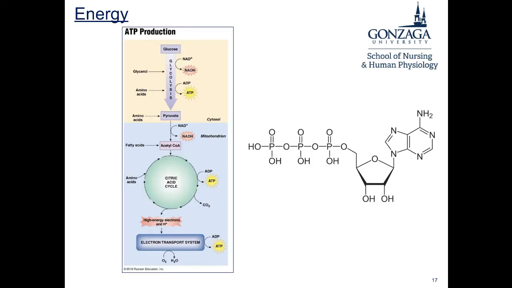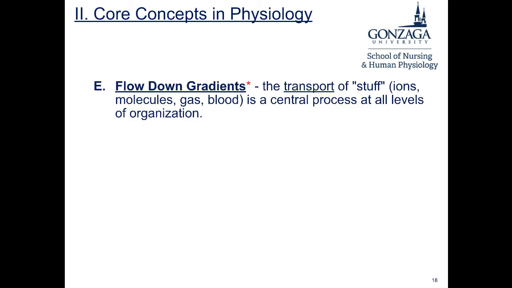So here's a picture of how most cells produce ATP. Over on the left, I'm not going to go through it. Over on the right is an actual molecule of ATP. Again, I'm not going to go through it at this time because we will have plenty of time to go over this later. The next major core concept is this idea of flow down gradients.